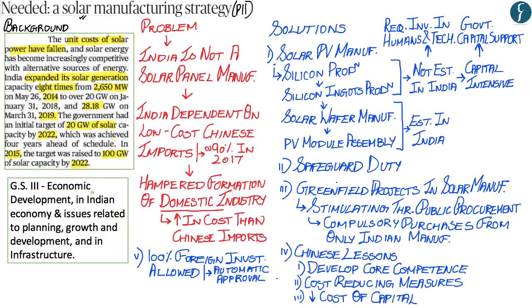Now, this editorial and the explanation given in this section should be seen from the perspective of GS Paper 3 within the section Economic Development and within the subsection Indian Economy and Issues Relating to Planning, Growth and Development, and also within the subsection Infrastructure. And so now with this, let us move on to the next article.